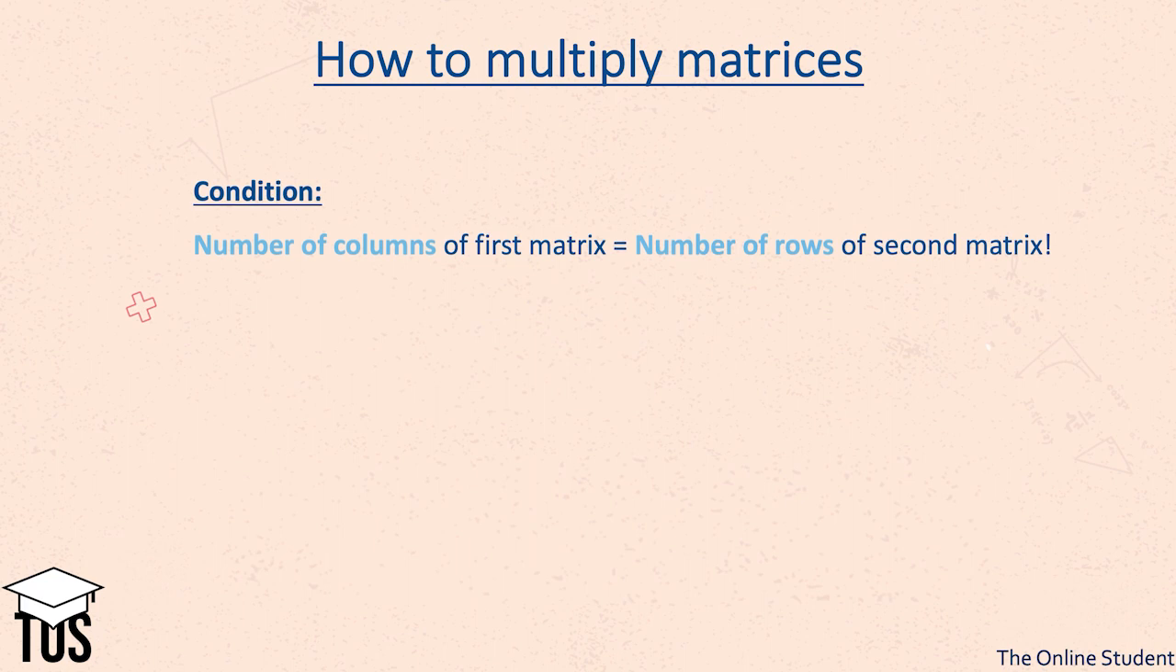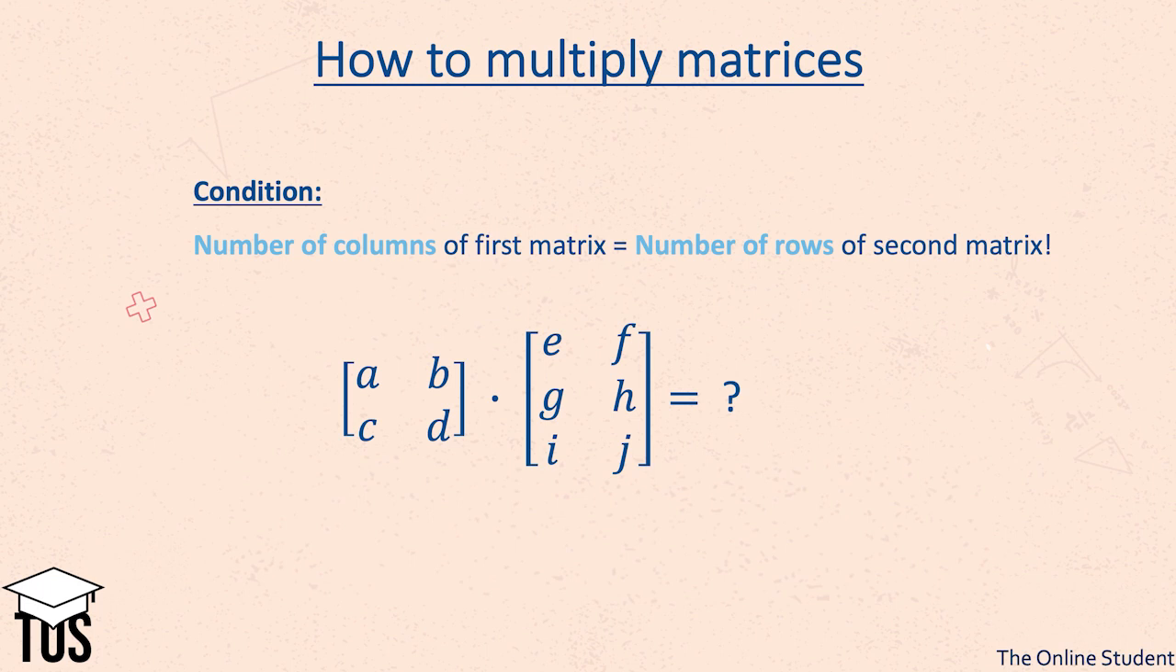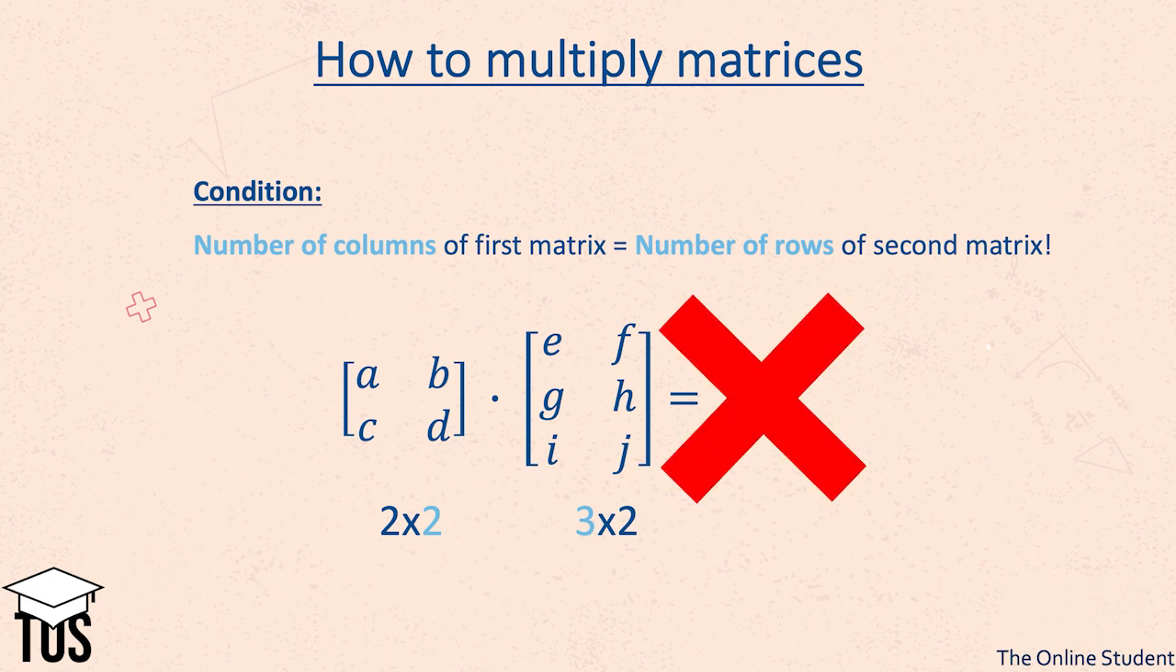Okay, so now we know that when we are multiplying matrices, we should always take a look at the dimensions of the matrices that we are going to multiply. In this case, the first matrix is a 2 by 2 matrix and the second matrix is a 3 by 2 matrix. So when we take a look at the number of columns of the first matrix, we see that this is 2. But when we take a look at the number of rows of the second matrix, we can see that it is 3. And 2 is not equal to 3, so we cannot multiply these two matrices.